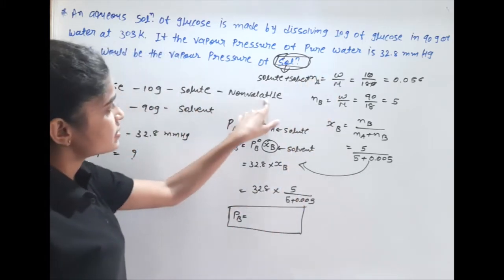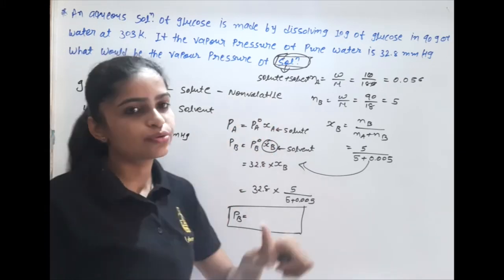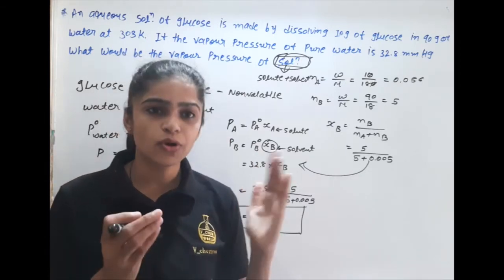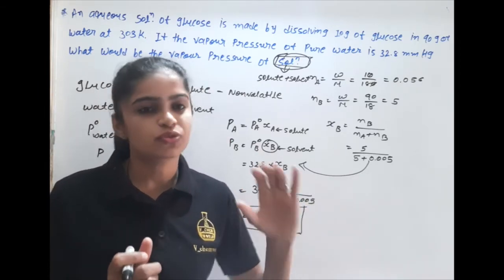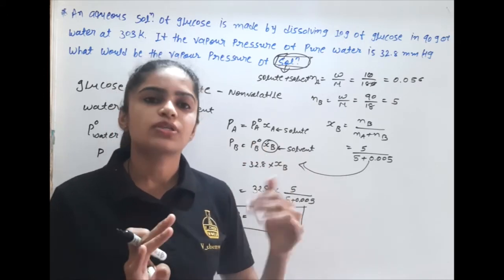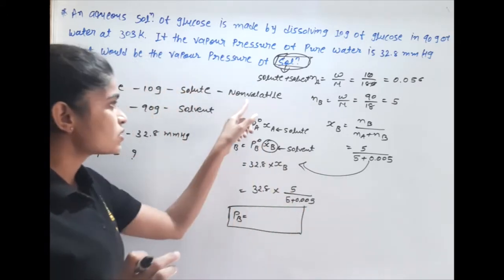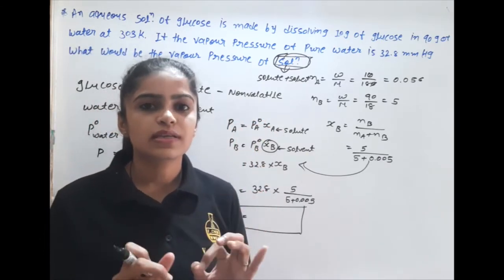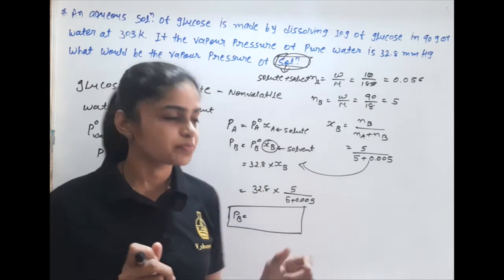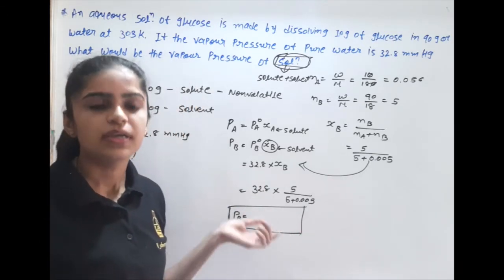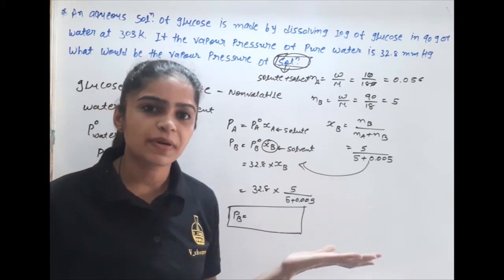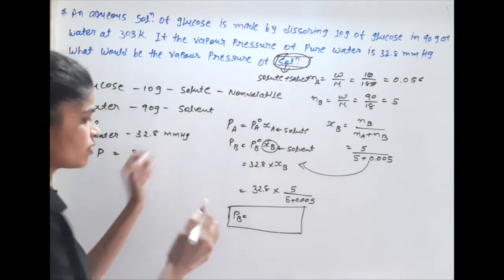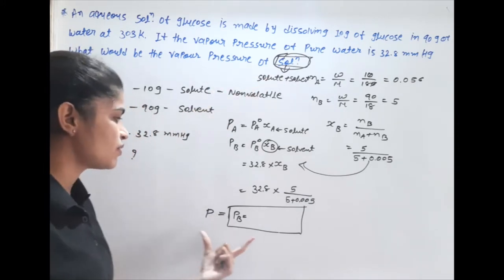But in this case the solute is non-volatile. So the non-volatile solute does not take part in the vapor pressure, because a non-volatile solute does not convert from liquid into its vapor form. When vapor form is not produced, it does not produce vapor pressure. So for the non-volatile solute the vapor pressure is 0. In that condition, the total vapor pressure is equal to the vapor pressure of the solvent, PB. So this is the same as the total vapor pressure.